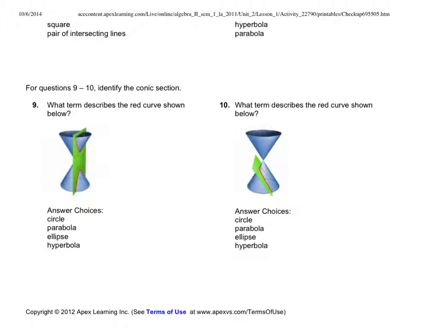And lastly, number 9, what term describes the red curve shown below? If you'll notice what this looks like, here's the red curve and here's the red curve. Well, when I draw this particular picture, what I'm getting is a hyperbola.